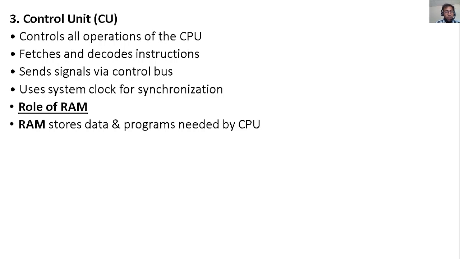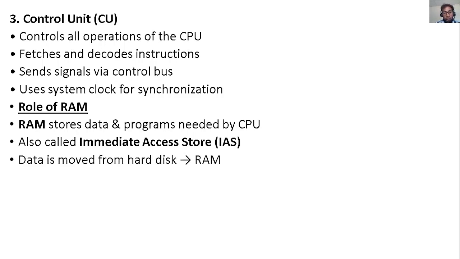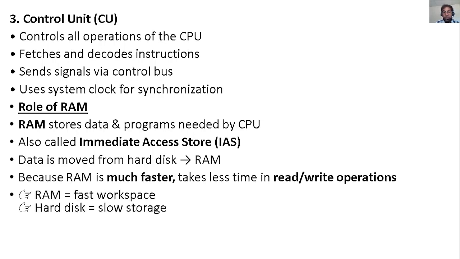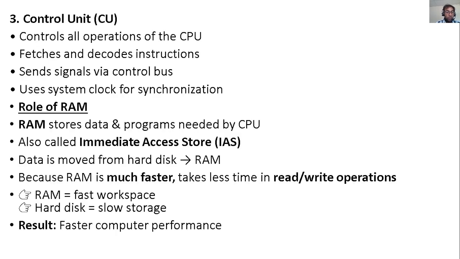And the role of RAM. RAM stores data and programs needed by the CPU. It is also called immediate access store. Data is moved from the hard disk to RAM, because RAM is much faster and takes less time in read-write operations. RAM equals fast workspace. Hard disk equals slow storage. So the result is faster computer performance. RAM is faster than the hard disk, so the computer performs faster with better RAM.